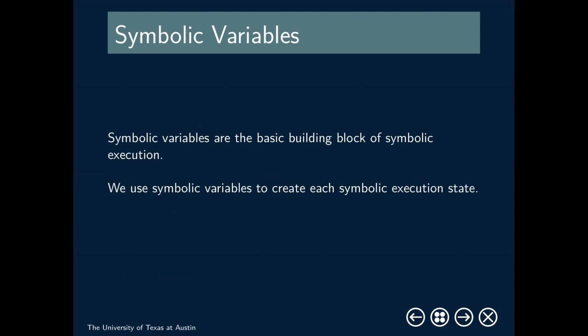So the first part that Angr provides is called symbolic variables. So symbolic variables are the basic building blocks of symbolic executions. This is essentially what gets stored in each symbolic execution state. Most of this is abstracted away from you, so you don't really care about it. However, you might need to know the name of it, so if you're ever reading documentation and they mention symbolic variables, that you know what they are.